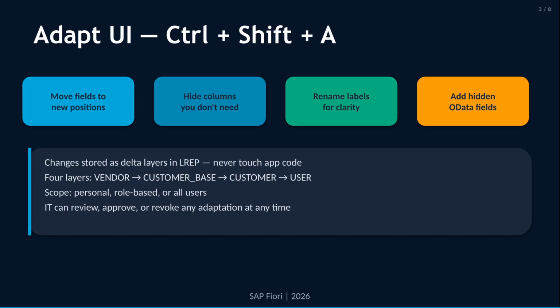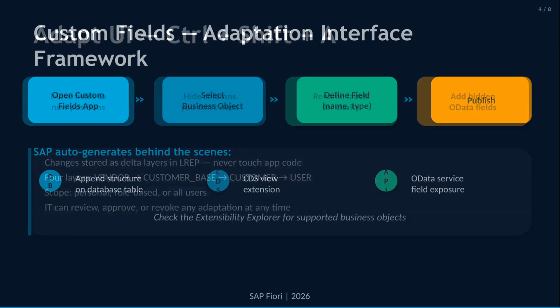Here's what makes it safe. Changes made through Adapt UI do not touch the application code. They are stored as a delta. You can create changes scoped to yourself, to a specific role, or to all users, and IT can review, approve, or revoke any adaptation at any time through the Manage App Variants app. The key mental model is decoration, not construction. You are decorating the app, not rebuilding it.